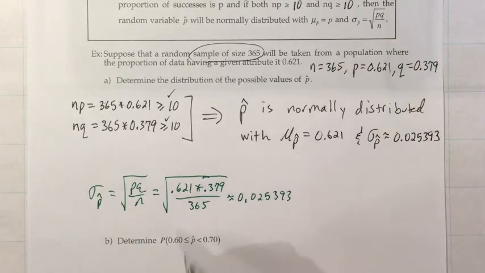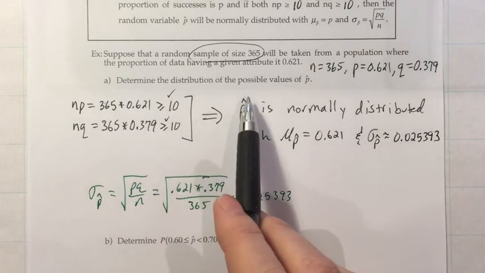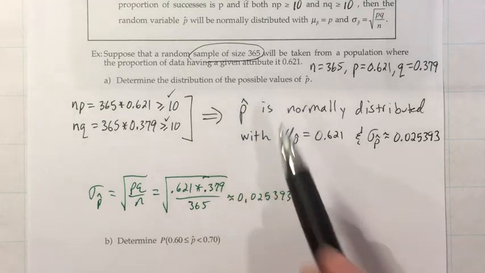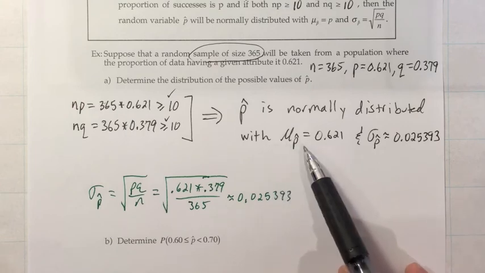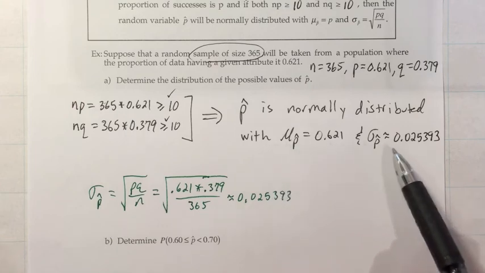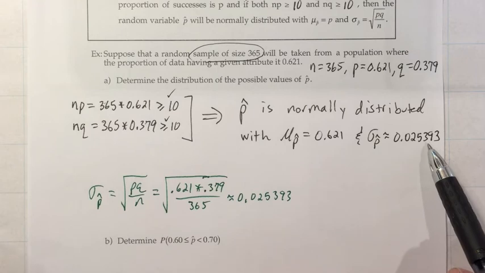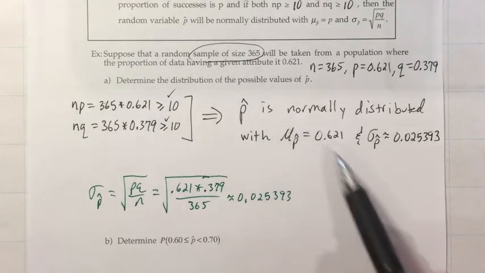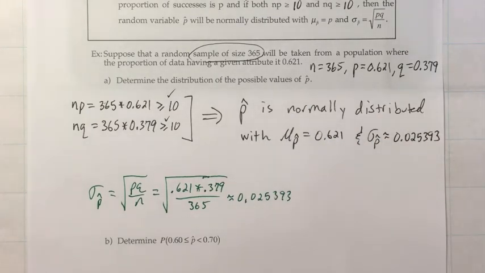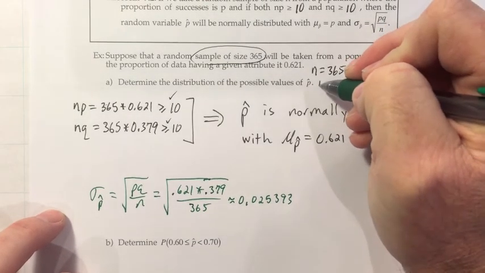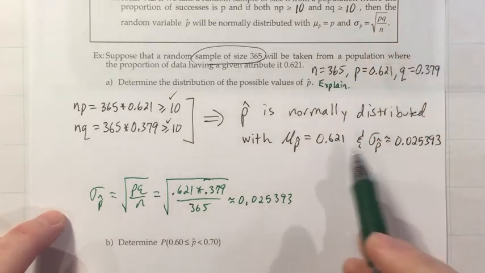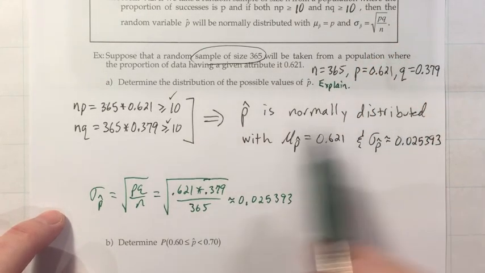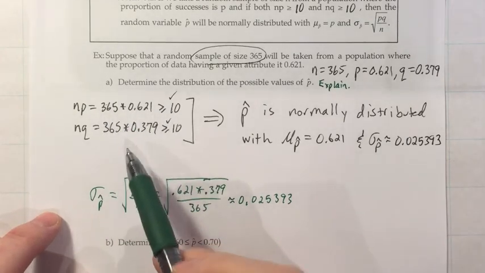All right, so they asked us one question: determine the distribution of the possible values of p hat. I would say that has one answer to it, which is p hat is normally distributed with mu of p hat equals 0.621 and sigma of p hat equals 0.025393. So that's the full answer to their question. I will point out that it's typical that when you get this question, it'll say explain. And if that was there, what we have to explain is how did we know it was normally distributed? So then we need this piece right here as well.